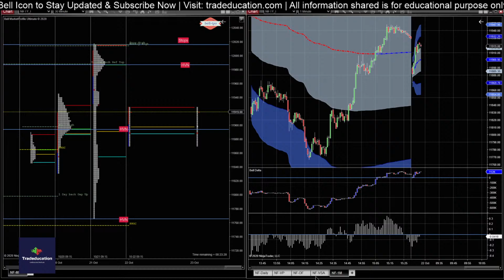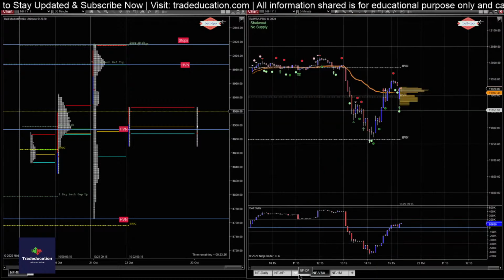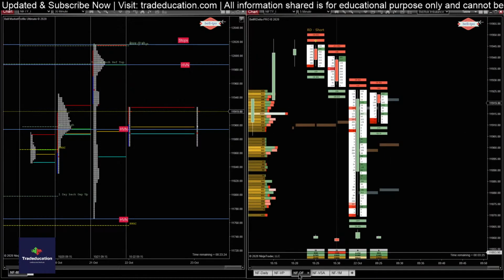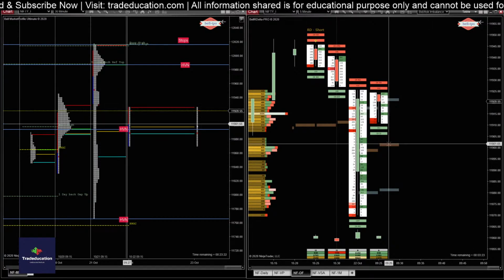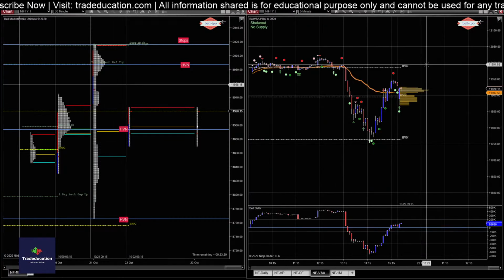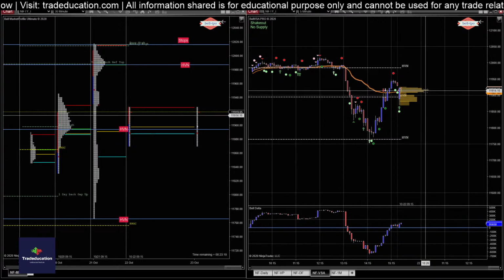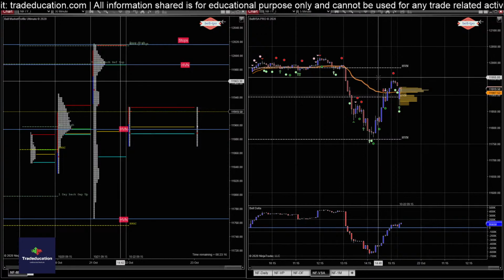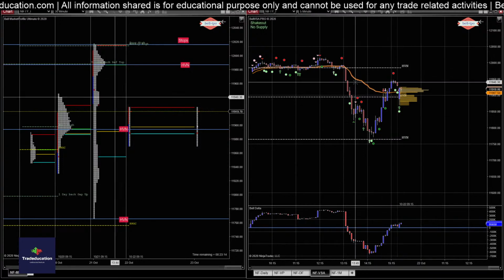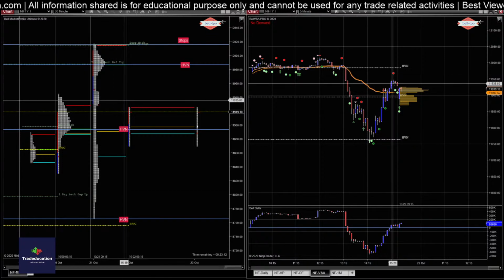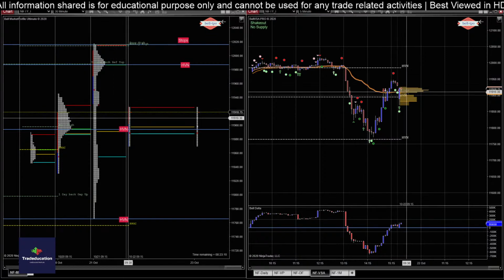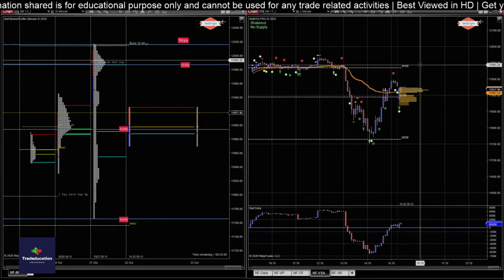Okay, the delta is becoming positive. We are getting rejected just around the VWAP of yesterday. So let me show you. So this was the VWAP, and this was all the selling came in by absorption of buying. Now we need to see whether the buyers continue or not.